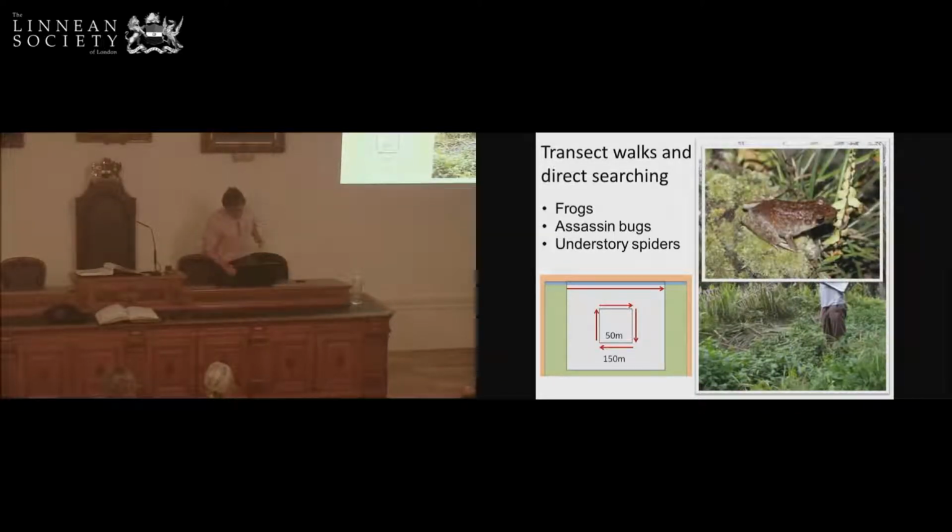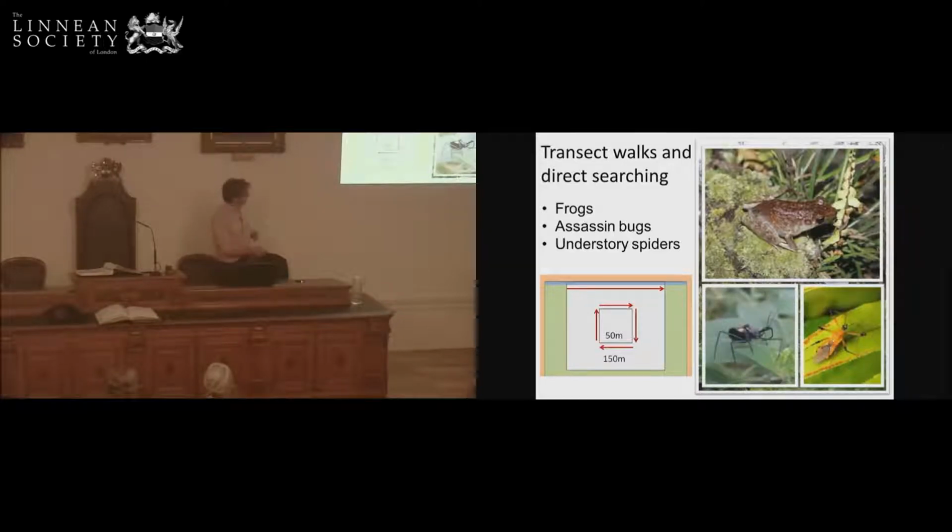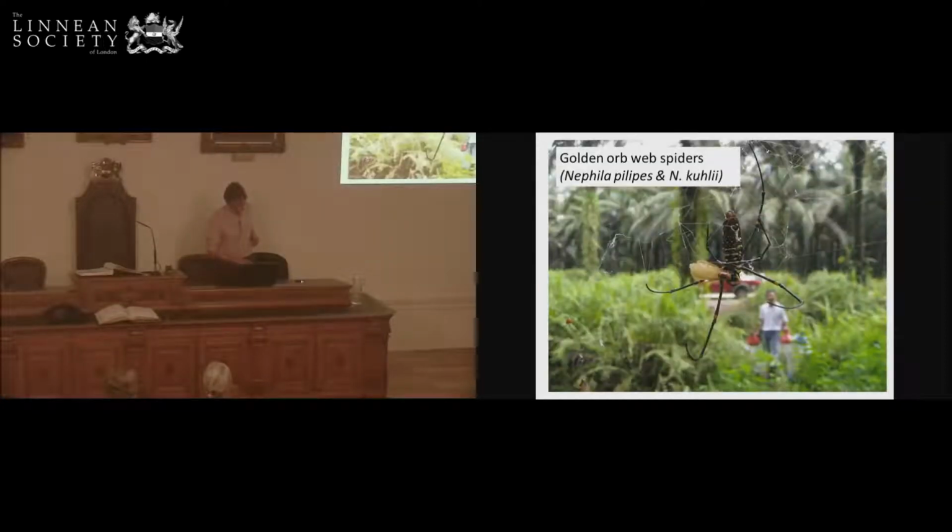That's what a frog looks like. This is what the assassin bugs look like. They're really rather beautiful. There's two key species. This is something called Sycanus, and this is Cosmolestes. These are two really important and quite expensive to produce assassin bugs in the plantations.